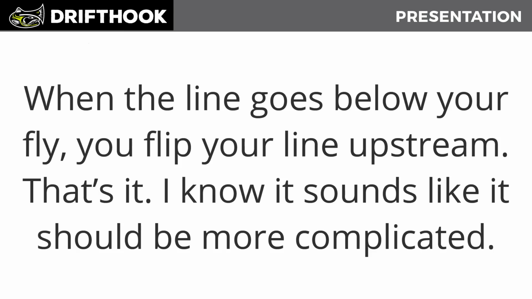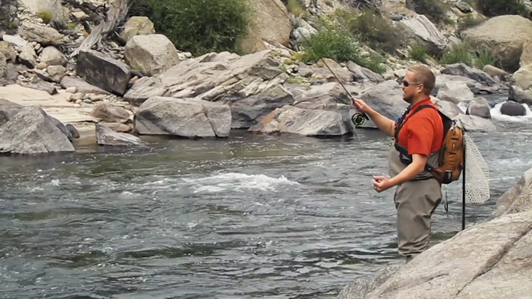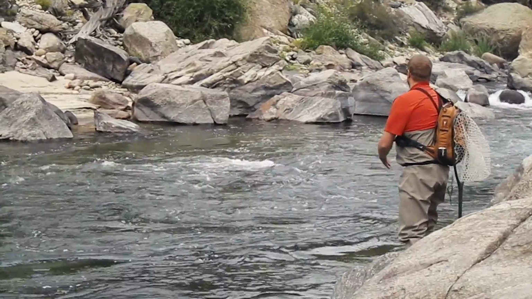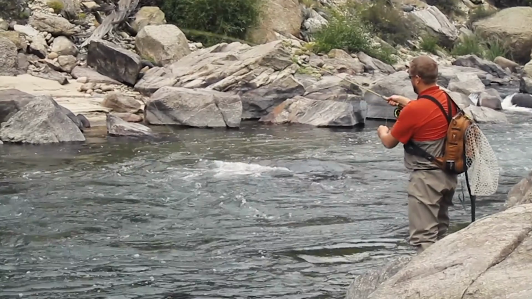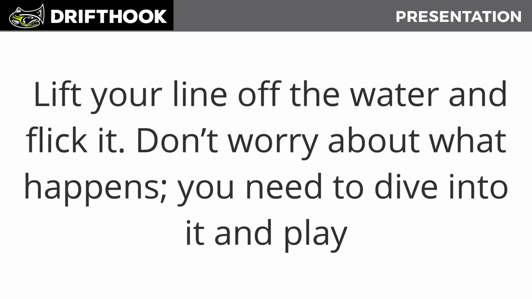When the line goes below your fly, you flip your line upstream. That's it. I know it sounds like it should be more complicated, but that's pretty much all you do. And don't get me wrong, it takes a little practice to get the hang of it, but really it's as simple as making sure your line isn't dragging your fly. Lift your line off the water and flick it. Don't worry about what happens.